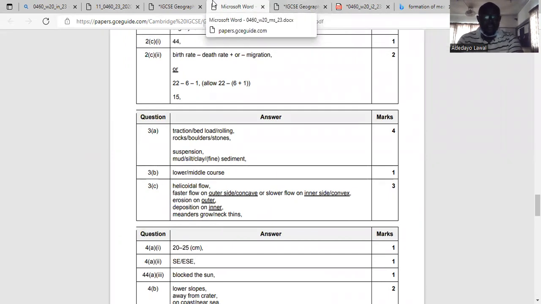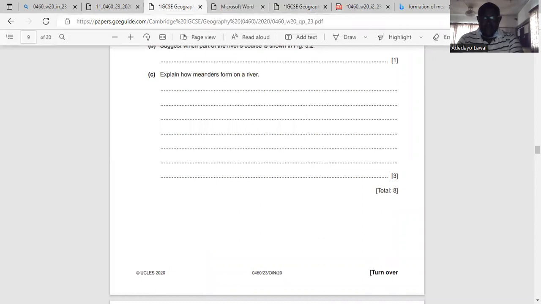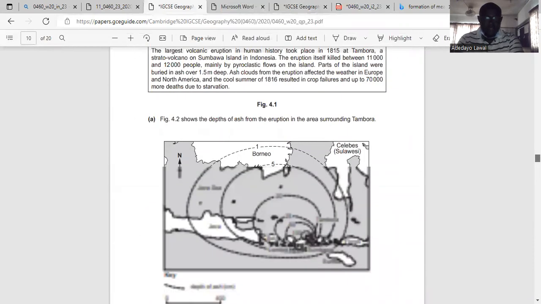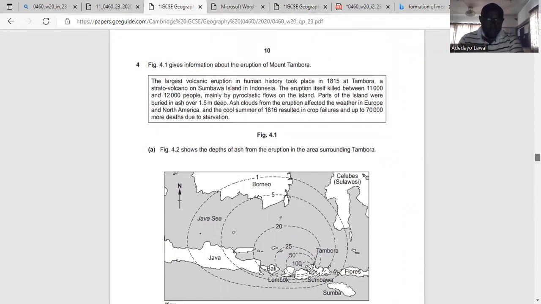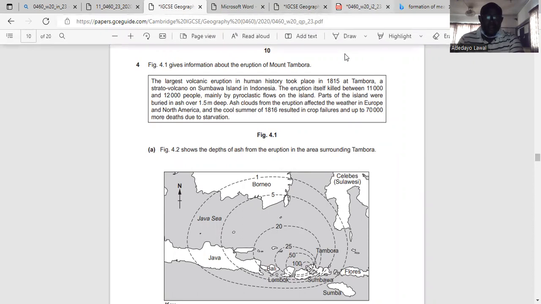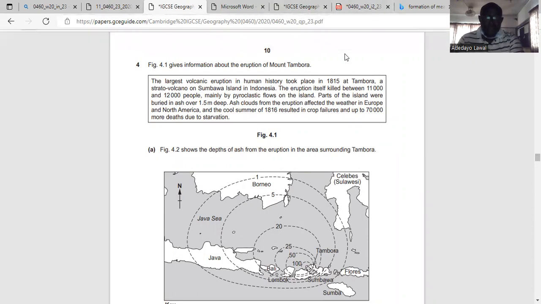Okay. Well, this is already getting to an hour. I don't plan to make it such. Figure 4.1 gives information about the eruption of Mount Tambora. Sorry, I will stop. Let me break this into 2 videos. So thanks for following.